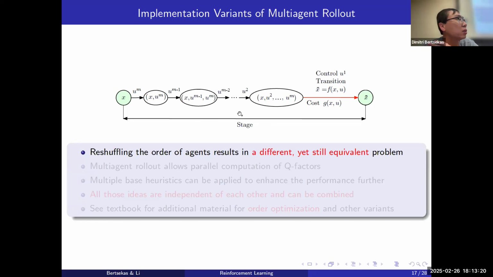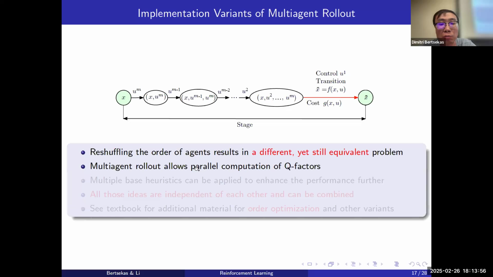You are simulating all those things. It's not happening in reality. In reality, you start from here, all the controls are selected at once, and you jump to here, right? And all those things are happening inside the computer, in simulation. And reshuffling the order of agents results in a different, yet still equivalent problem to the original problem. Therefore, the multi-agent rollout is still a Newton step, and multi-agent rollout allows parallel computation of Q factors.